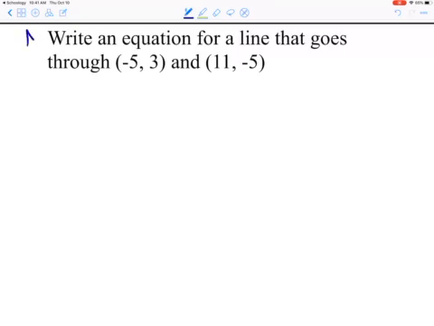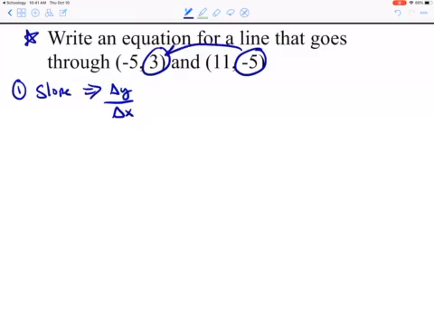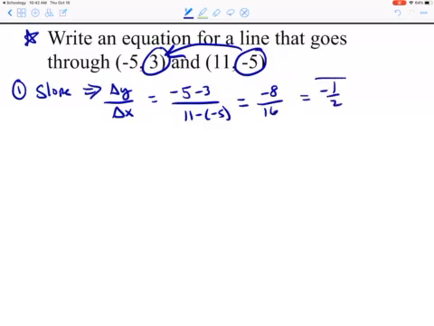Here's another classic. First, you have to find the slope. It needs to go through both of these points, so the first thing you do is you find the slope between these 2 points. And that is change in y over change in x. I like to circle the y's and pick a direction. So I'm going to do negative 5 minus 3 over 11 minus negative 5. So this is going to give me negative 8 over 16, which is negative 1/2. So my slope is negative 1/2.